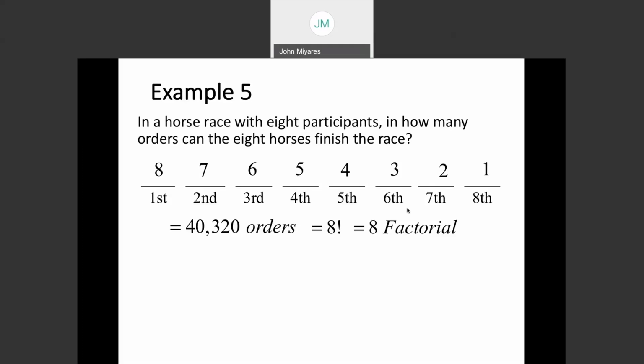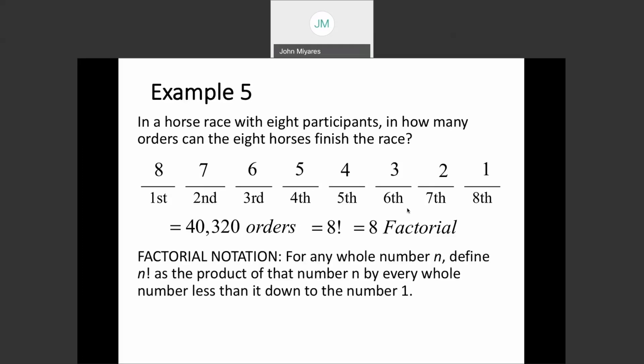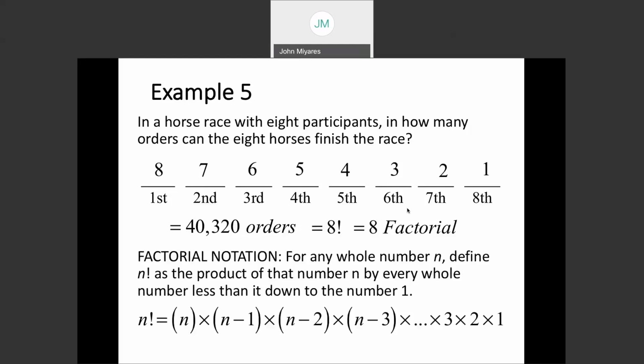Let's put a definition up here. For any whole number n, we will define n factorial as the product of that number n by every whole number less than n down to the number 1. So symbolically, this will look like n factorial equals n times n minus 1 times n minus 2 times every other whole number less than it going down to the number 1. Now, we do have a special exception here, and we've defined 0 factorial as being equal to 1. Why we have it set up that way will become apparent later in this section.